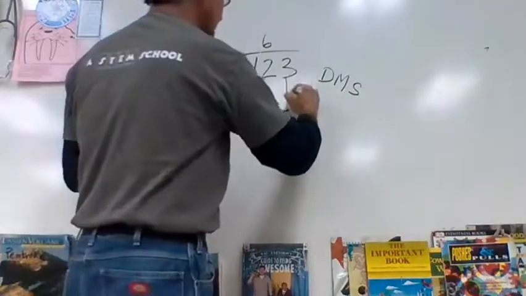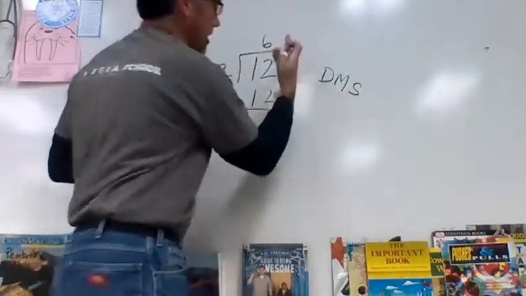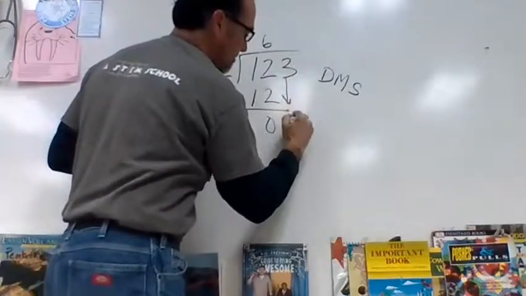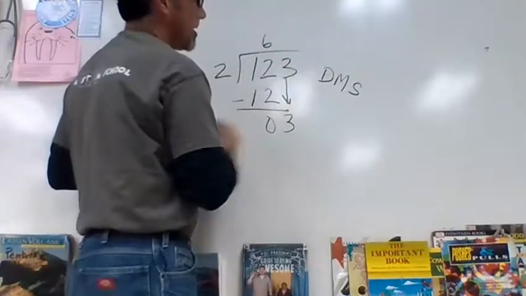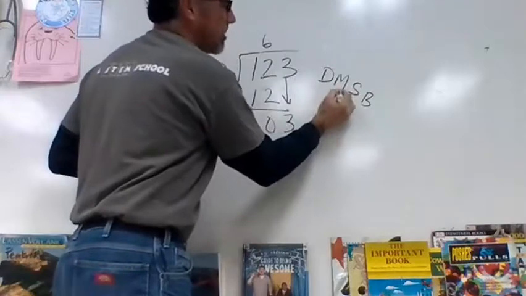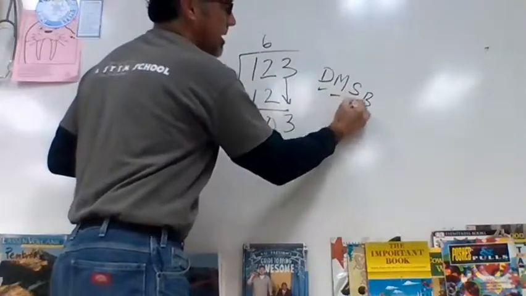And now I'm going to bring down. This is critical. Use an arrow. This keeps our place value lined up perfectly. Bring down. Okay. And that's the B. Divide, multiply, subtract, bring down. Okay. We're going to follow that model.